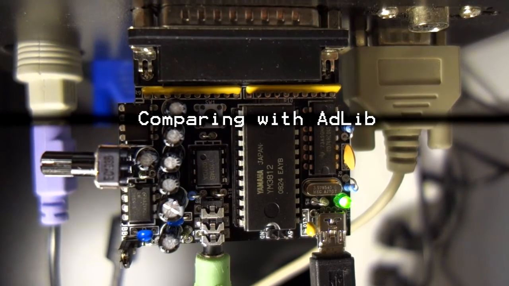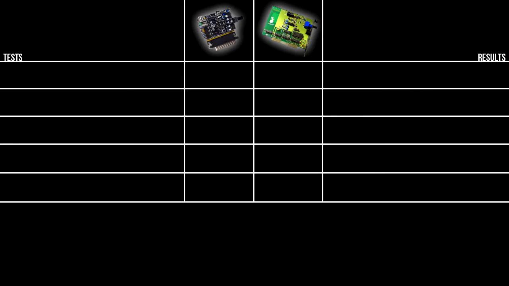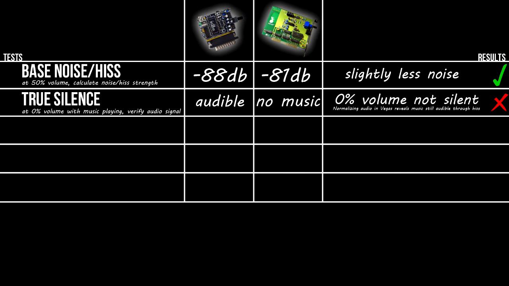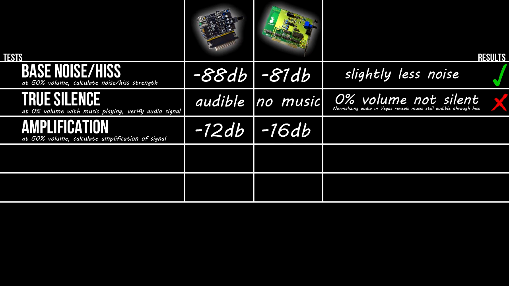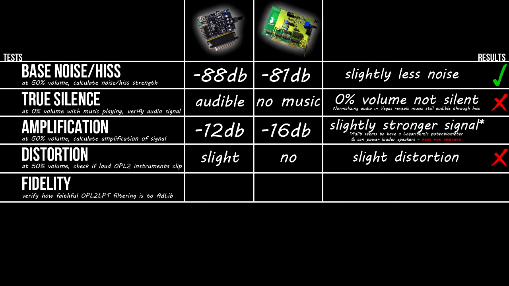Let's get to comparing the OPL2LPT to an actual AdLib from 1990. First, let's compare the bass noise of both devices. Then let's compare sound amplification. Is there any distortion or peaking? Let's see the fidelity of the OPL2LPT's sound compared to the original AdLib.